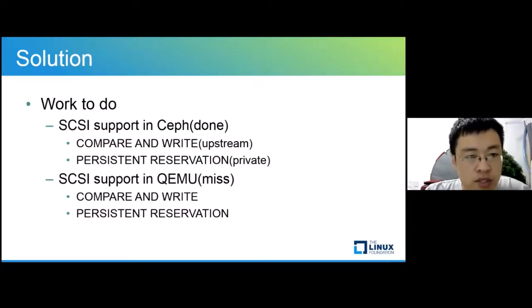But there is some work to do. The first one is the SCSI support in Ceph. This work has been done. It consists of compare and write and persistent reservation support. Compare and write part has been upstreamed, while the PR part is still private. The next one is SCSI support in QEMU. This part is still missing, so our work is to implement it in QEMU.